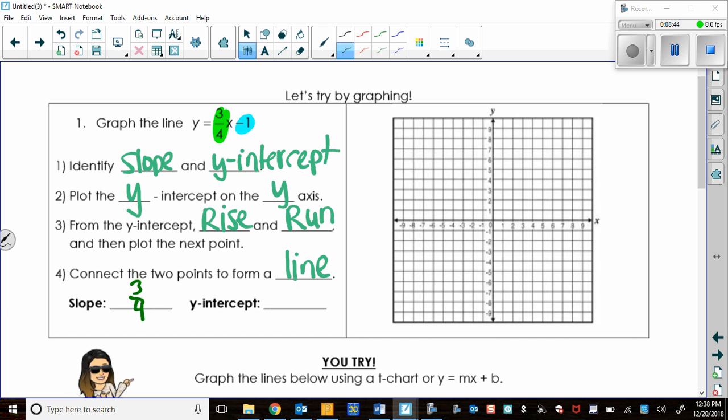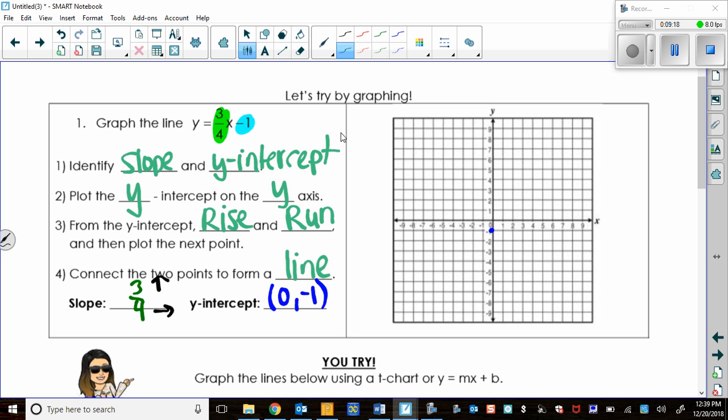So what that means is my top number means I'm going to either go up or down. Since that's a positive 3, I will be going up. My bottom number tells me if I'm going to go left or right. Because of a positive number, I'm going to go to the right. Okay, so that's the direction that I'm going to go in. Then my y-intercept is the number after the x, and I'm going to write that as an ordered pair. So I have my starting location, which is 0, -1, and I'm going to follow the slope that I'm given.